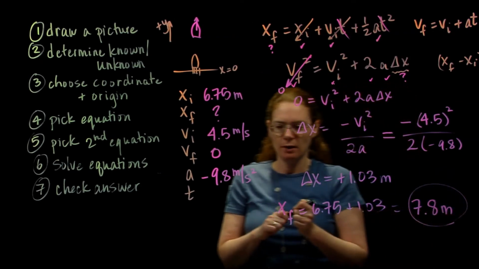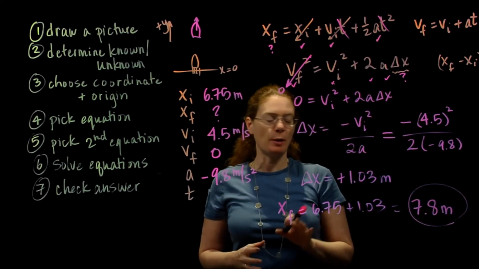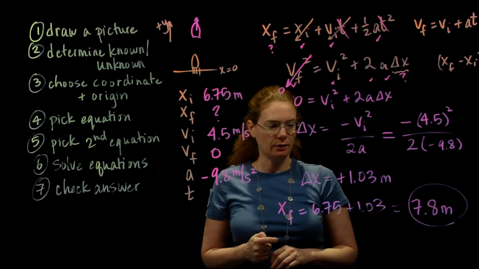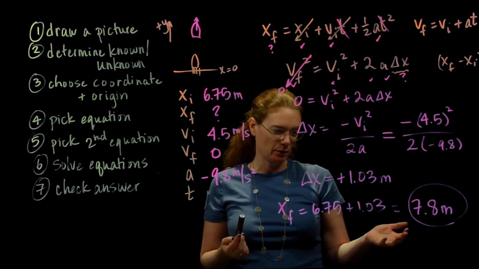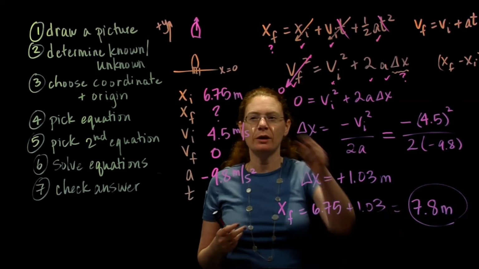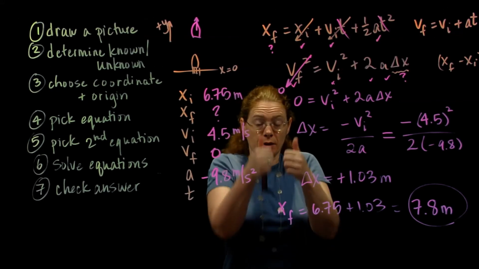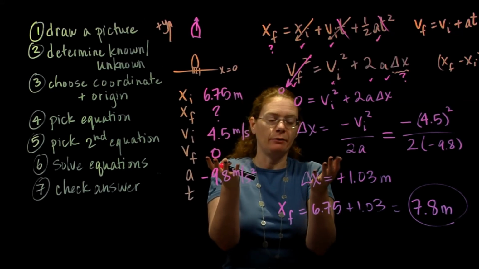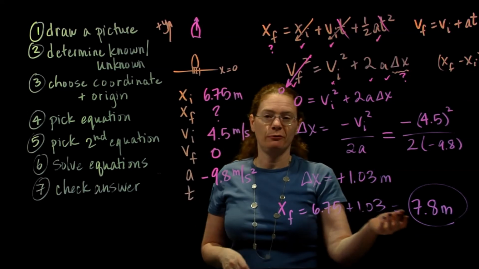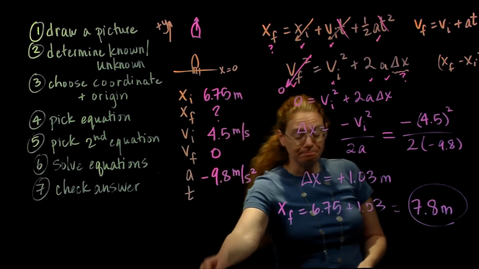All right. Did I answer the question? How high does it go? Yes. It reaches a maximum height of 7.8 meters. Is the unit reasonable? Yeah. Is the answer reasonable? 8 meters. Okay, so it had reached 6.75 meters with the rockets thrusting it upward, and now it's coming to a stop due to gravity. So yeah, I wouldn't expect it to go very much farther. So I think that's reasonable. Okay, so there's number 2.